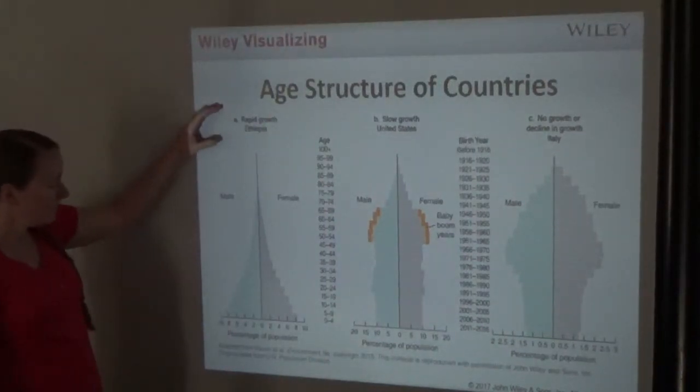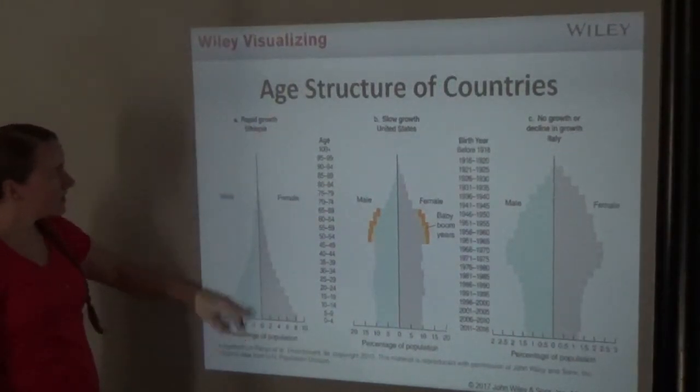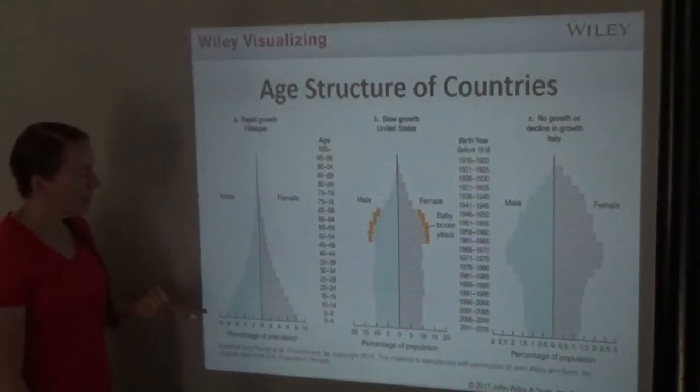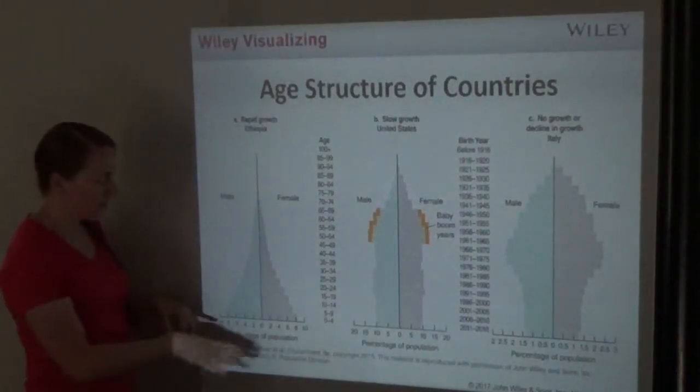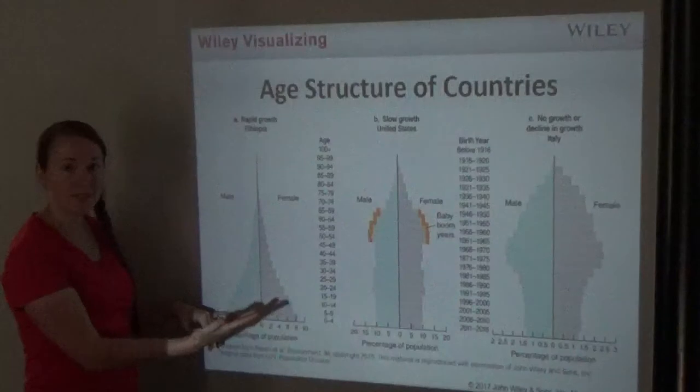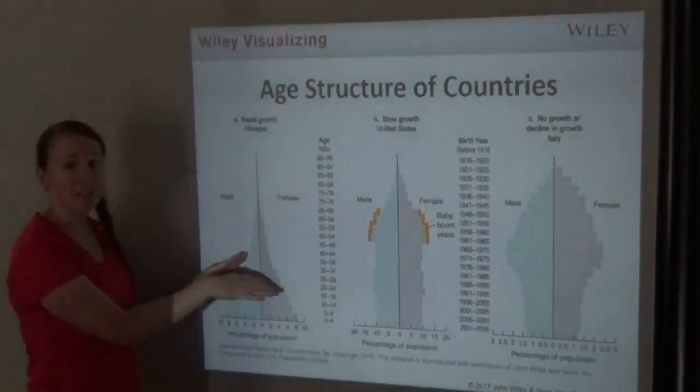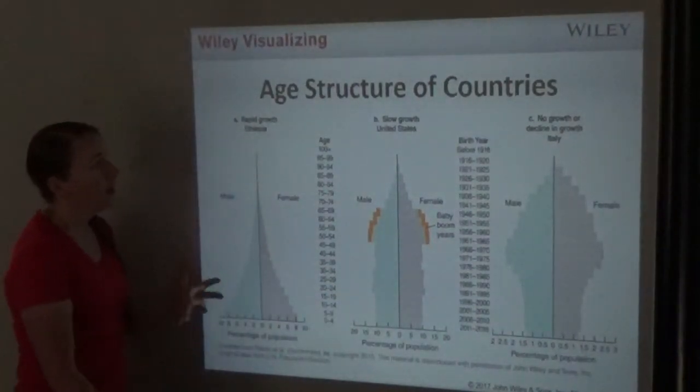So, again, this is the one we just looked at. This is an example of Ethiopia. And so there's rapid population growth because they're having a lot of babies. What are those babies going to start doing? Well, eventually they're going to reach this age and then they're going to start having more babies.